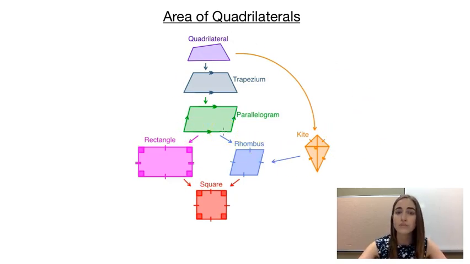It's just more specific. All right, so what we're going to have a look at today is finding the areas of trapeziums, parallelograms, and kites. And then for a rhombus, you can either use the formula for a parallelogram or a kite, depending on the information that's given to you.